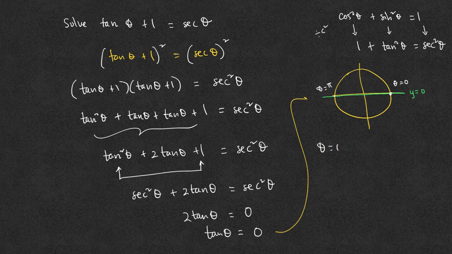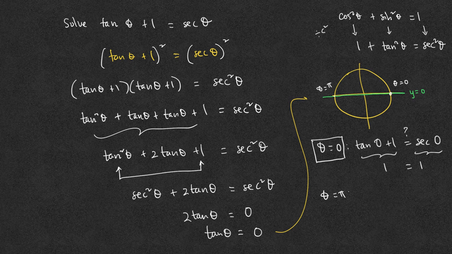When theta equals 0, the given equation is tangent of theta plus 1 equals secant of theta. The left hand side is tangent of 0, which is 0. 0 plus 1 is 1. And the right hand side, secant of 0 is 1 over cosine of 0, and cosine of 0 is 1. So theta equals 0 checks out. This is a good and correct solution.